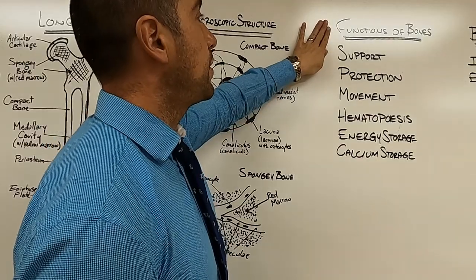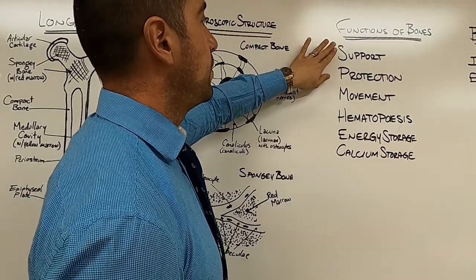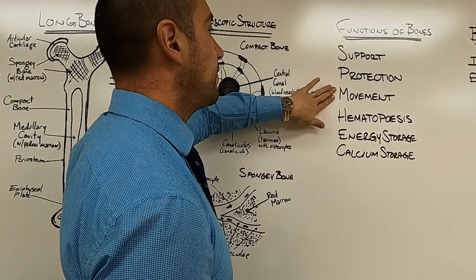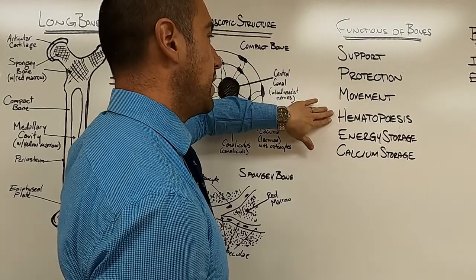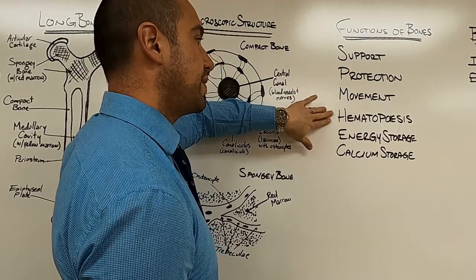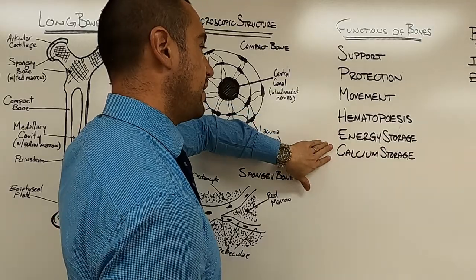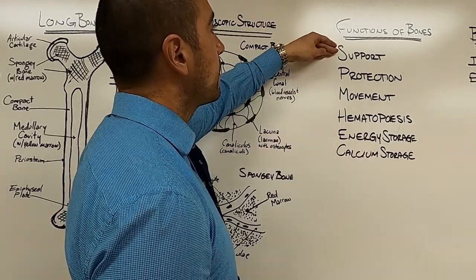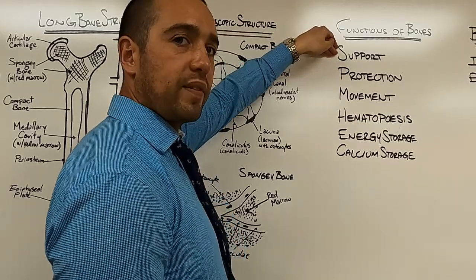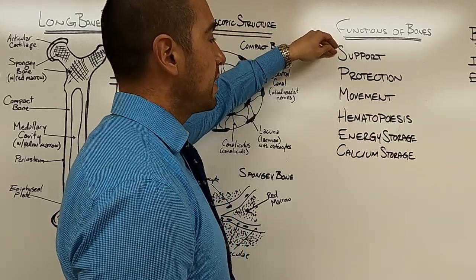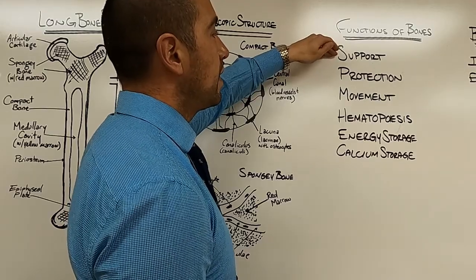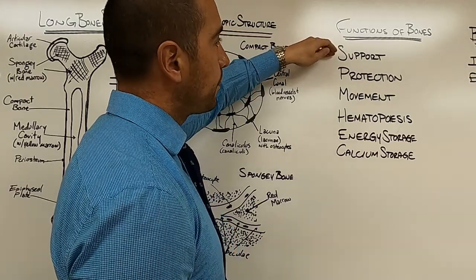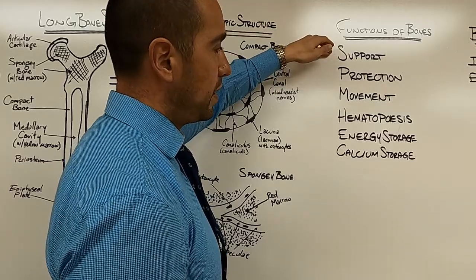The functions of bone are here. Bones support, protect, move the body, as well as do something called hematopoiesis, store energy, and store calcium. We'll look at the specifics to that. Bones support the weight of the body. Things like the vertebrae, the hips, the leg bones all support the weight of the body and give it shape, like the face bones.